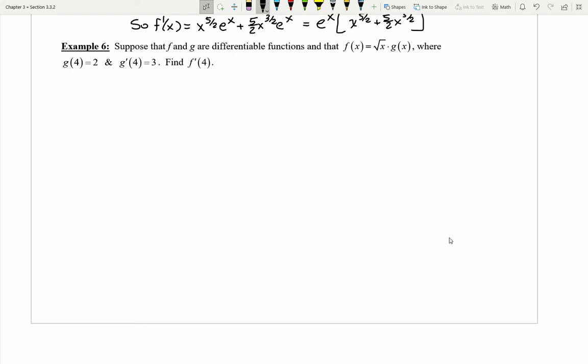Well, now let's go ahead and take a look at the last example for this particular section. And this problem here is going to be a slightly different feeling sort of a problem. Let's take a look at it.